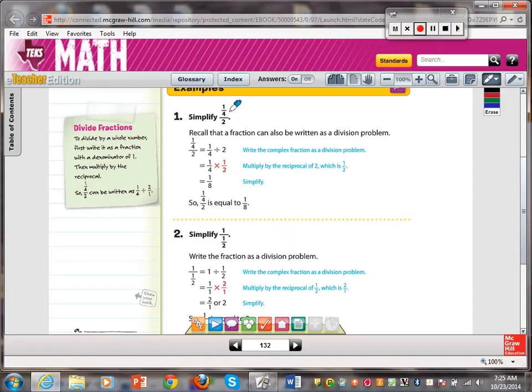Simplify 1/4 divided by 2. Recall that a fraction can also be written as a division problem. So if you have 1/4 here divided by 2, this can be rewritten as 1/4 divided by 2. And this is the part that looks more familiar to you when we're dividing fractions. Now remember, write the complex fraction as a division problem.